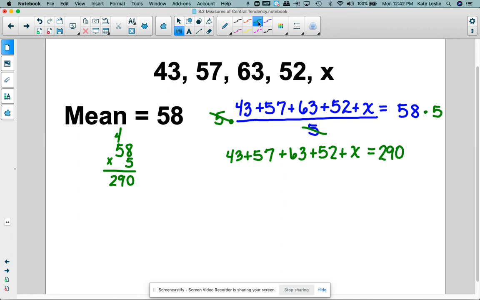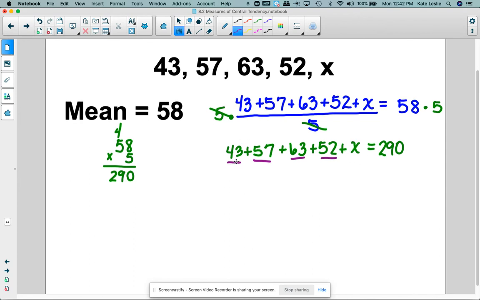Okay, same thing as before. These are all like terms, so I can add all of these together. I cannot add the x to it because it's not a like term. So when I add all of those together, I'm going to spare you from me adding everything together because you guys know how to add. When you add all those four numbers together, you get 215 plus x equals 290.